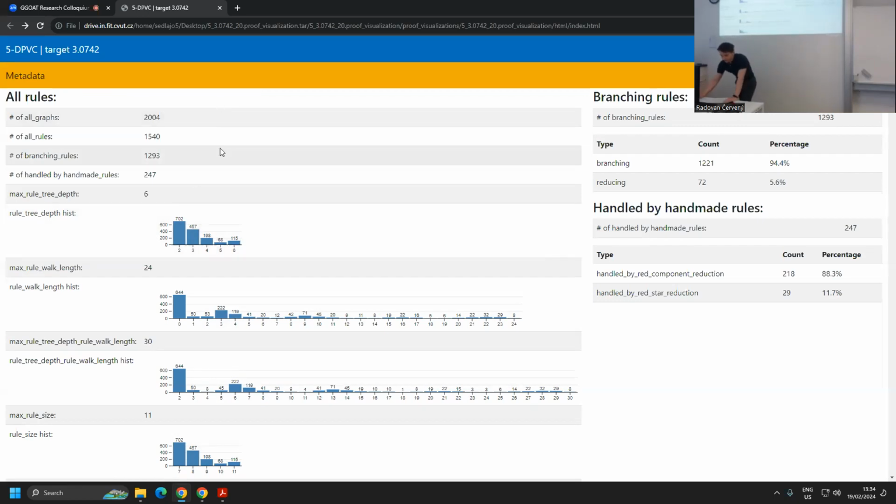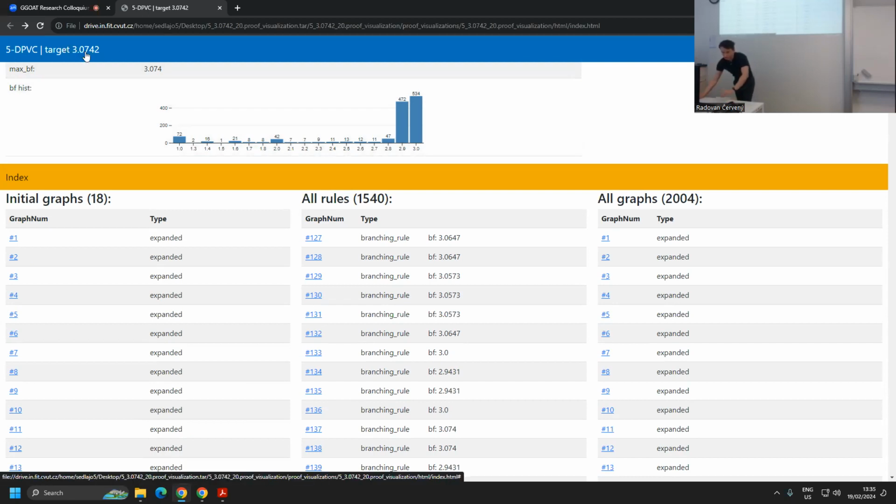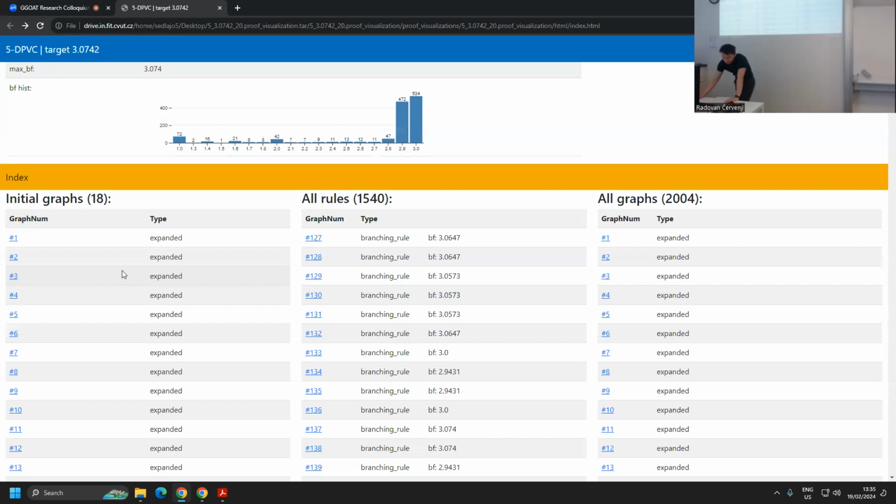And this is what it looks like. Basically, this encodes all the decisions the generating algorithm took to arrive at the result. This is just for the 3.07 branching factor, which is a little bit slower than the 2.9, but it has only 1,500 proofs instead of a million. So let's look at this.